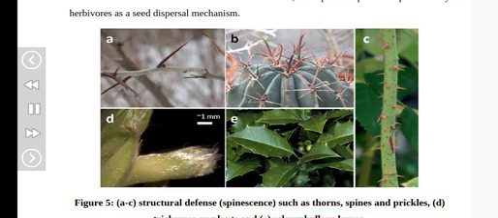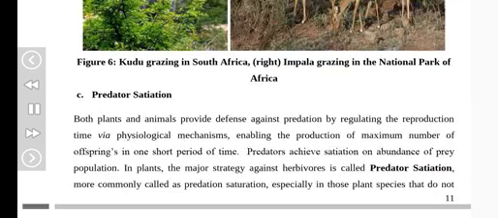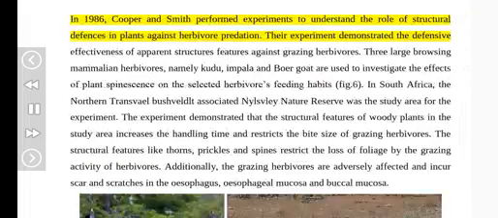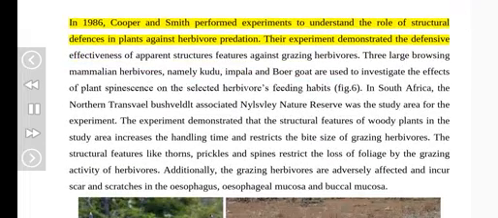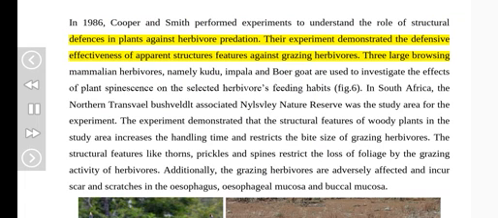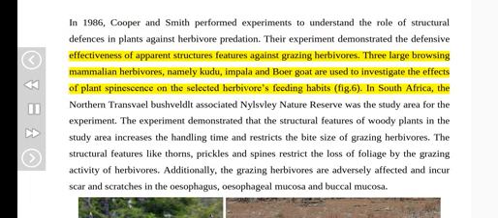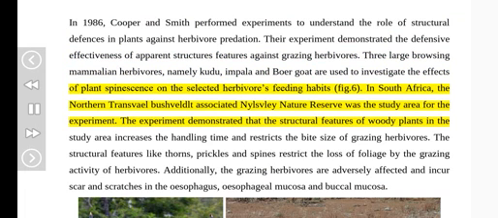Figure 5. A seed structural defense, spinescence such as thorns, spines and prickles, dense trichomes on plants, and sclerophyllous leaves. In 1986, Cooper and Smith performed experiments to understand the role of structural defenses in plants against herbivore predation. Their experiment demonstrated the defensive effectiveness of apparent structural features against grazing herbivores. Three large browsing mammalian herbivores, namely kudu, impala and boer goat, were used to investigate the effects of plant spinescence on the selected herbivores' feeding habits. Figure 6. In South Africa, the Northern Transvaal Bushveld-associated Nylsvley Nature Reserve was the study area for the experiment.